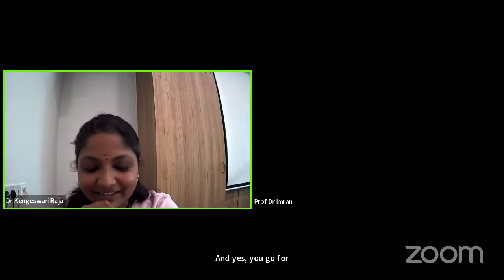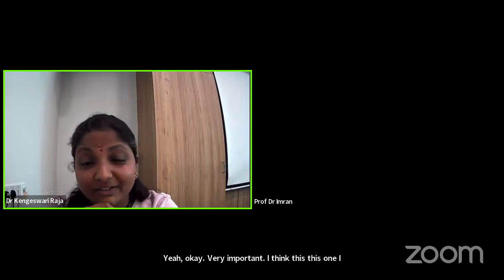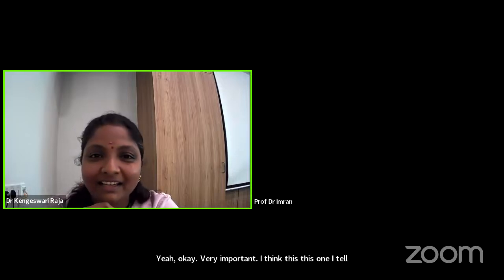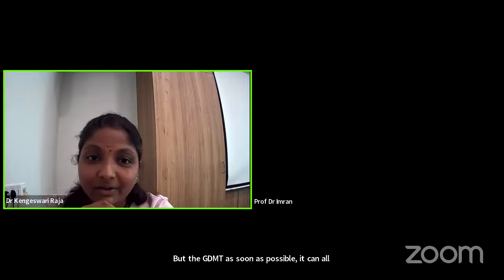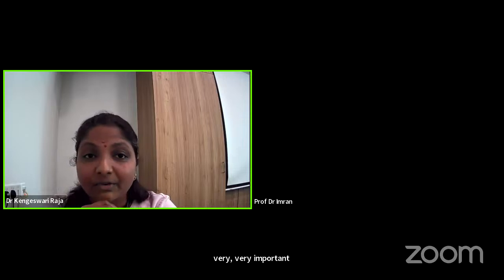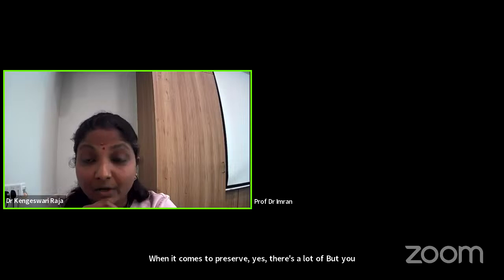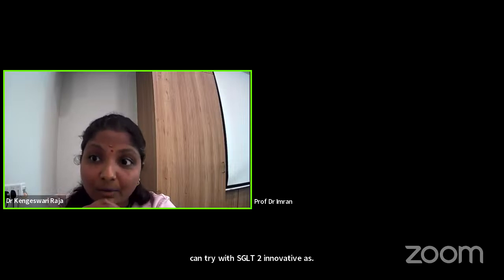Okay, very important. I think this one I tell to everyone that I meet. For heart failure reduced ejection fraction, please start the GDMT as soon as possible. If can, all the 4 pillars at the first go, that diagnosis is very important. When it comes to preserved, yes, there's a lot of issues, but you can try with SGLT2 inhibitor first. For government hospitals, I know there's a lot of issues, but if the patient is a pensioner and all, you can use the GPA option.